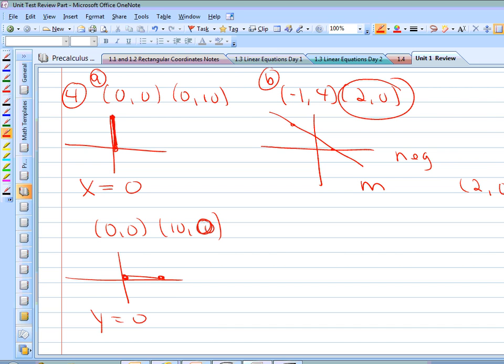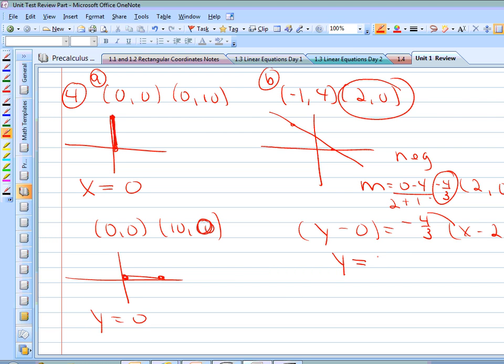Now we do need to find the slope, so let's find the slope. Change in y, so 0 minus 4, over the change in x's: 2 minus a -1 would be +1. That's going to give us a -4/3 as our slope. So point-slope form. Remember, we're going to set this up. Our slope goes here, and we would have y minus our y value, which is 0, and x minus our x value of 2. So we have y equals, this is going to come out really easy.